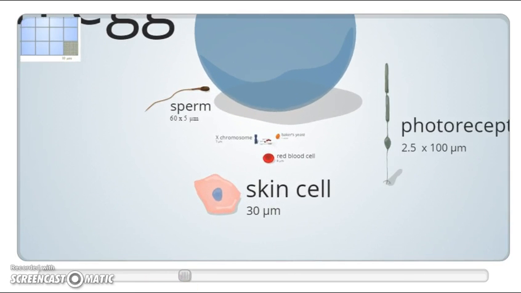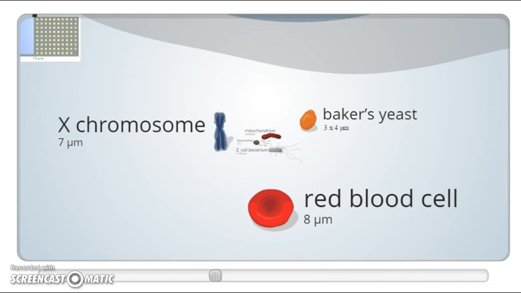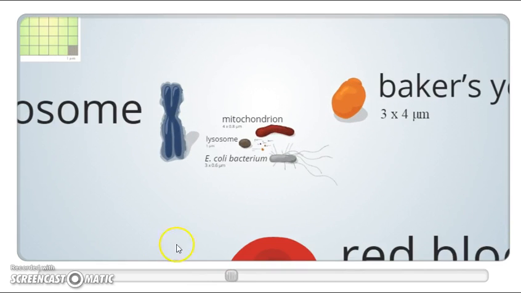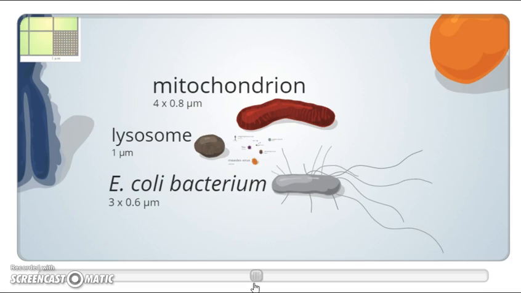And if we go in even further, we see the skin cell. Your skin cells are only 30 micrometers. Then we can see a red blood cell, which is even smaller, at 8 micrometers. And then we get in here and we see the E. coli bacteria. The E. coli bacteria is 3 times 10 to the 0.6 micrometers. It's a lot smaller than that egg cell or even the skin cell.